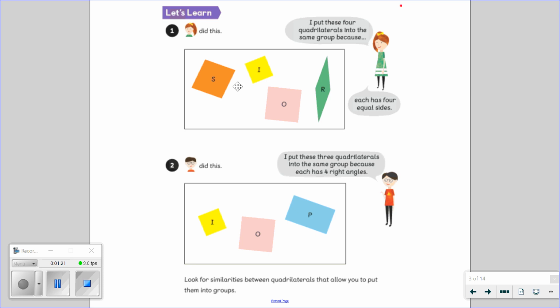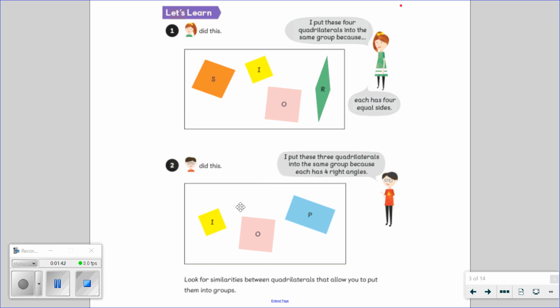If we look carefully, we can see that S and R also have four sides of the same length. S is a rhombus, and so is R. This is a bit like a square that's been pushed over. The lengths of the sides are the same, but the angles have changed.